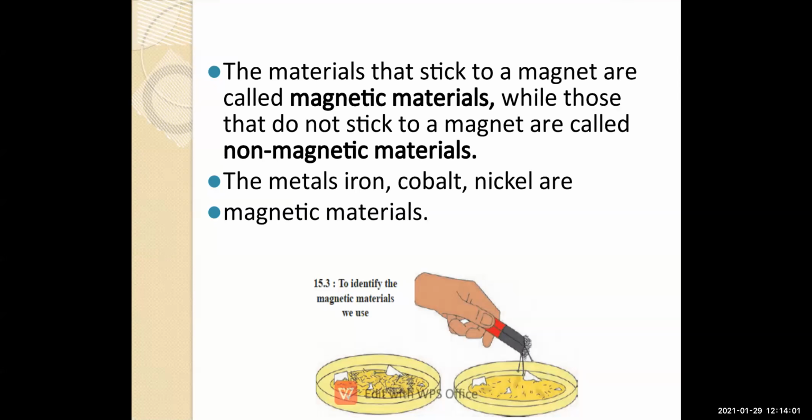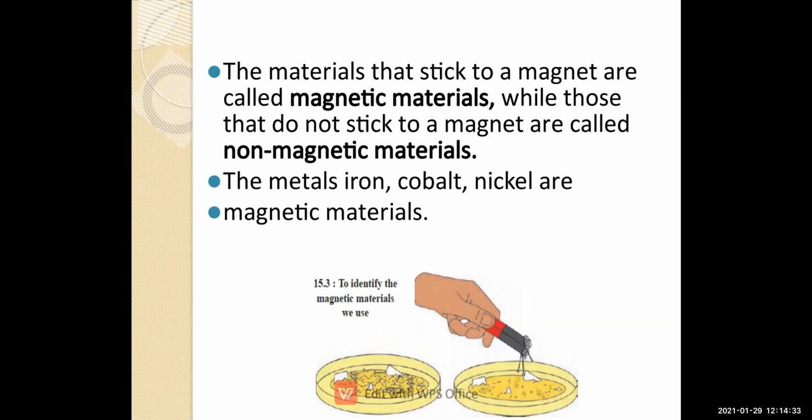So which type of materials stick to the magnet? The materials which are made up of iron, cobalt, or nickel. These types of materials get attracted towards the magnet. So the objects or materials which stick to the magnet are called magnetic materials, and which do not stick are called non-magnetic materials. Here you can see that the paper is a non-magnetic material as it does not stick to the magnet.